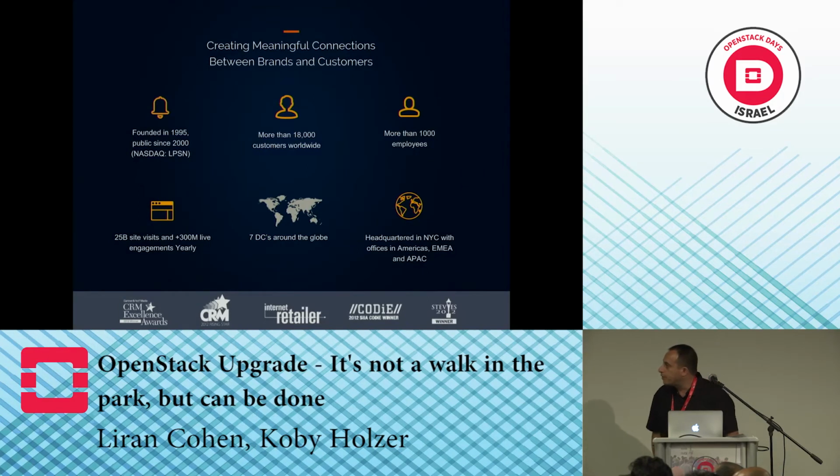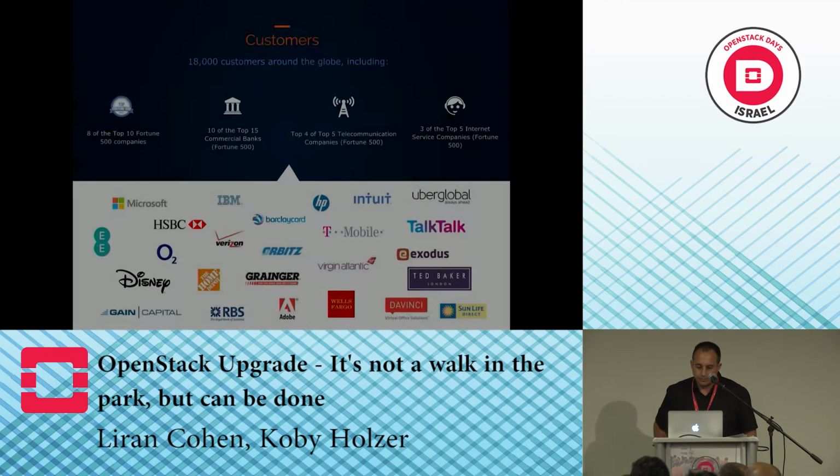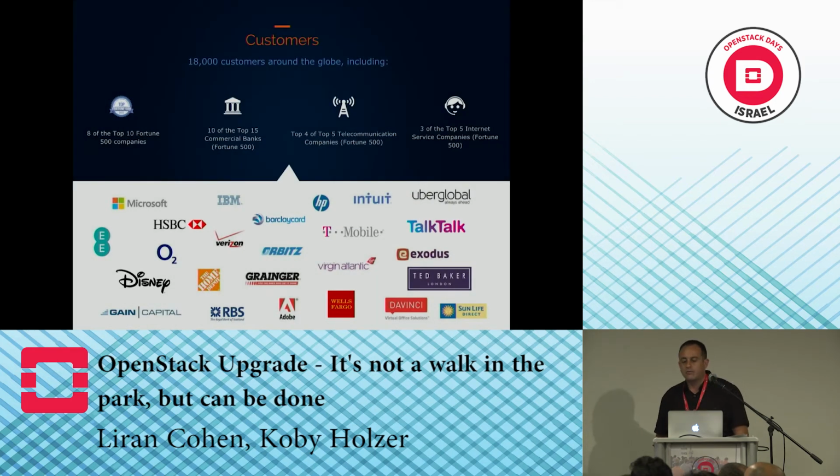So LivePerson was founded in '95. We are around 1,000 employees across the globe. Headquarters in New York, but we have a very big office in Ra'anana, around 400 employees in Ra'anana. We have 7 data centers around the globe. And 8 out of 10 from the Fortune 500 are customers. Here's a few of the brands. You can see TalkTalk, T-Mobile, Verizon, and the list is very long.